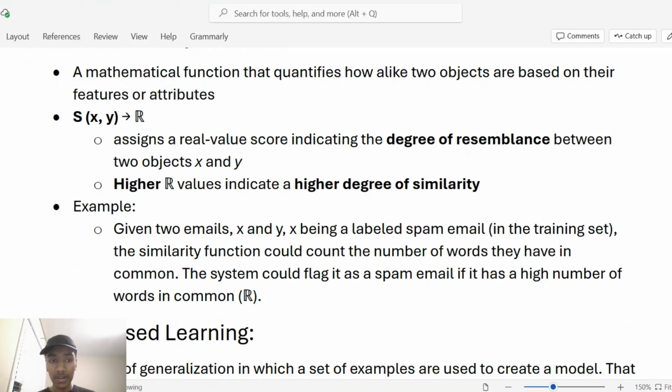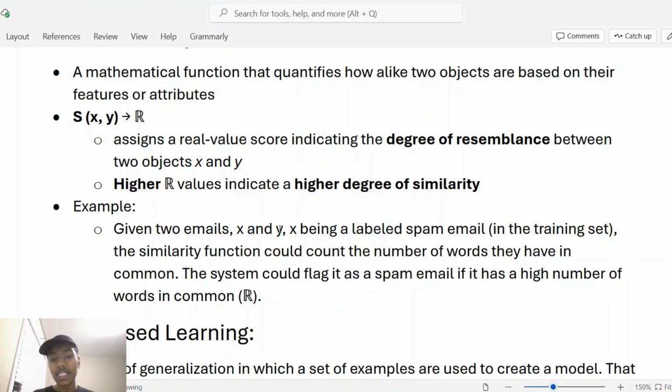We can use the similarity function S to count the number of words that the spam email in the training set and the Y, which is the new email coming in, have in common. Based on this, the system could flag the email if it has a high enough number of words in common. In other words, if it has a high enough degree of similarity.